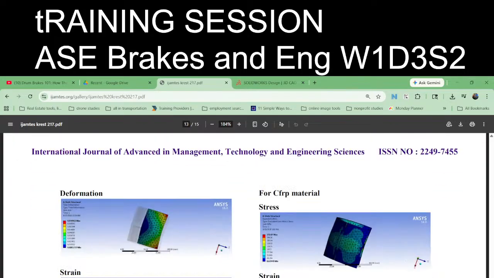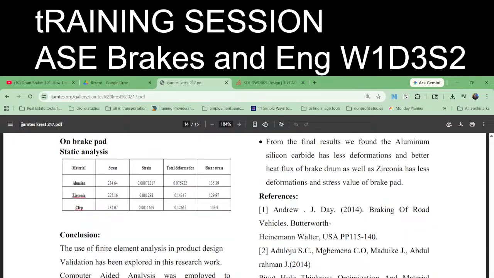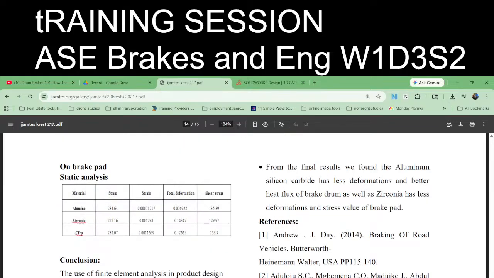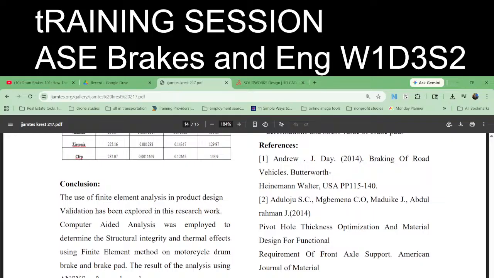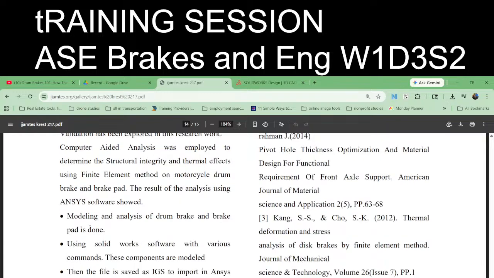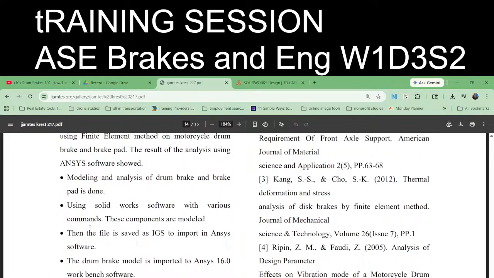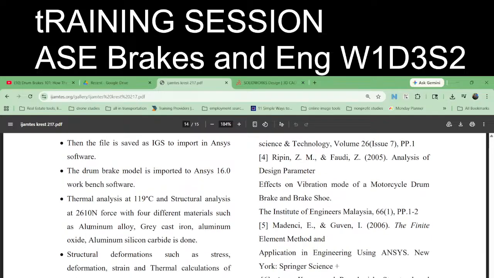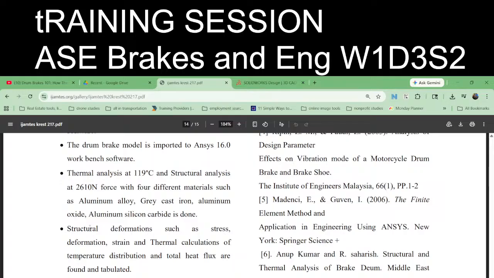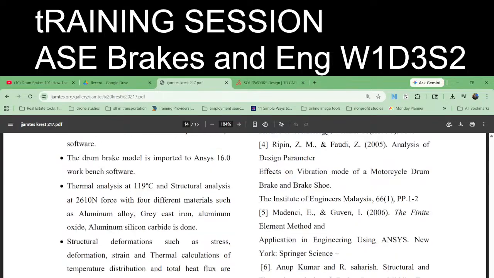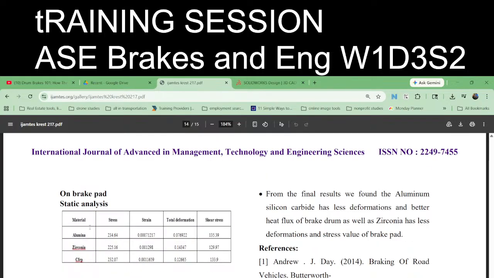Right now I'm looking at all of the formations. We'll wrap up with static structural analysis in the finite element analysis. Computer aided analysis was done with ANSYS and the brake pad is done. Then the file is saved as drum brake analysis with 4 different materials: aluminum, silicon carbide, stress, total heat flux are defined as aluminum is done. Structural deformation are found in aluminum, silicon carbide, as well as zirconia.